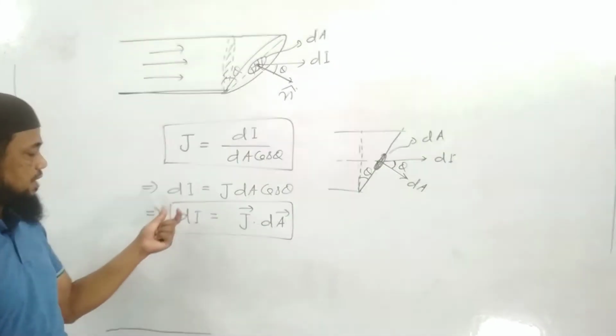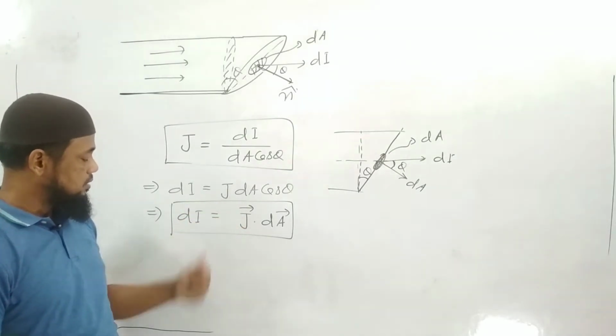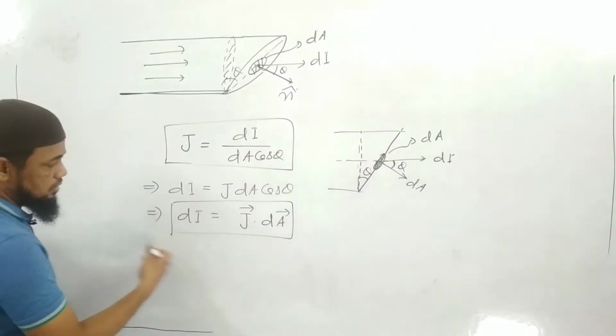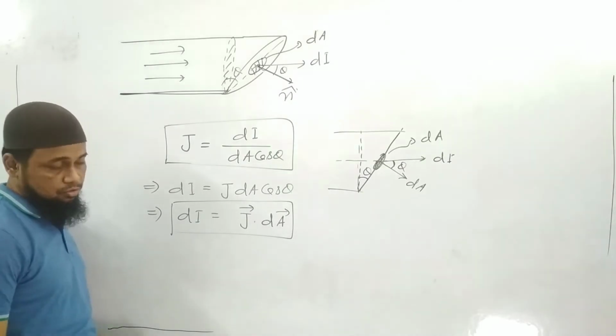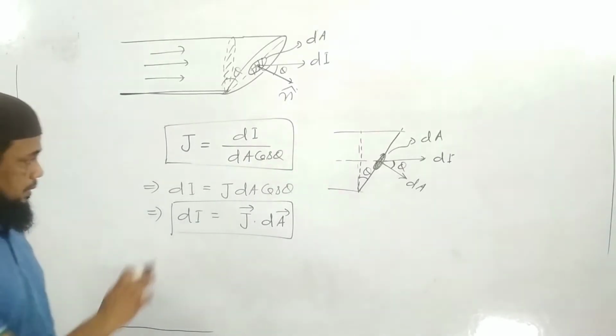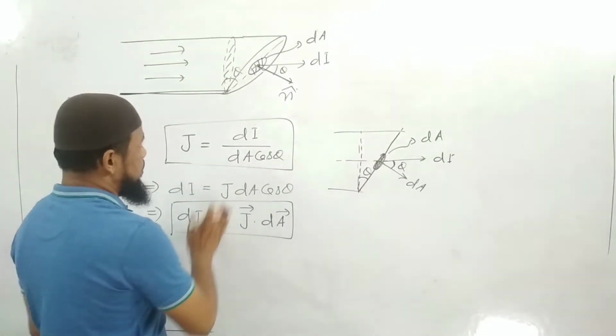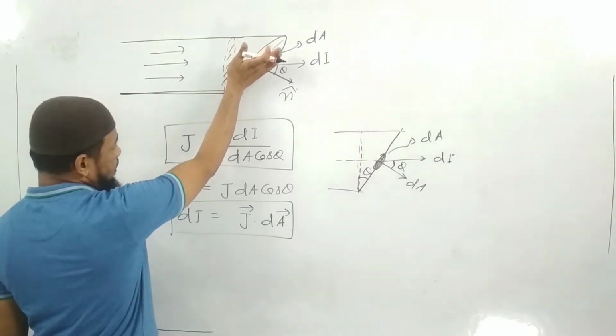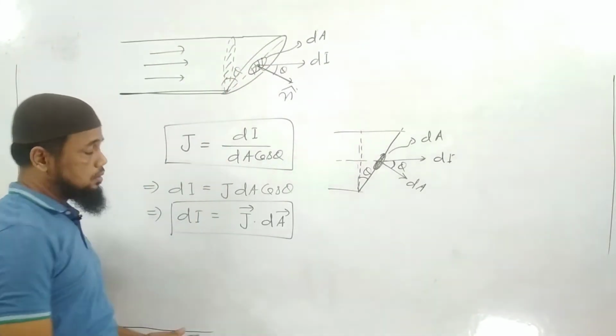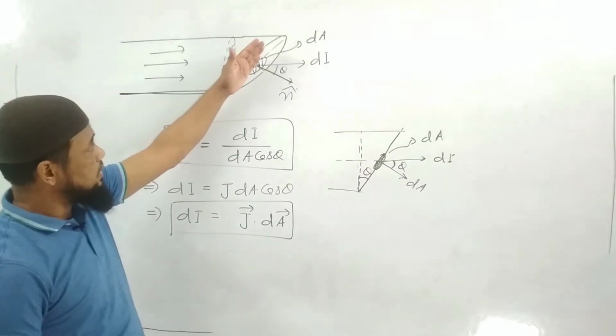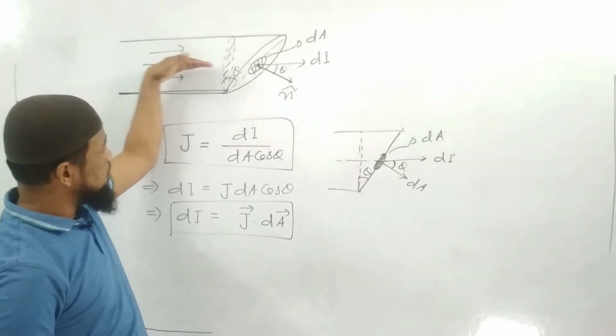Okay, this way you can find it. Current from, if you want to find total current, then you have to integrate it. That's all. But here let me remind you one thing. We are taking the component of DA normal to the current. But if you take the component of current, current is along this direction.